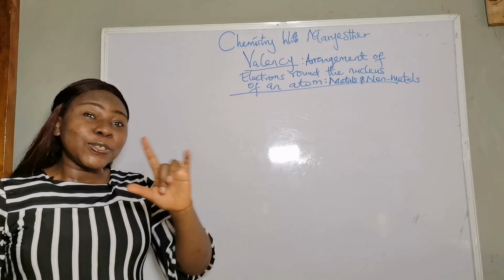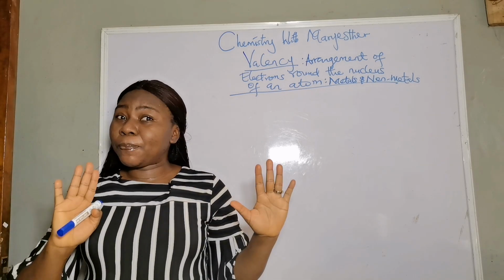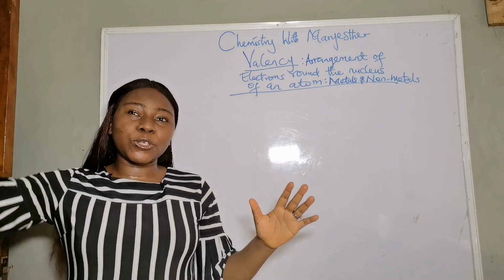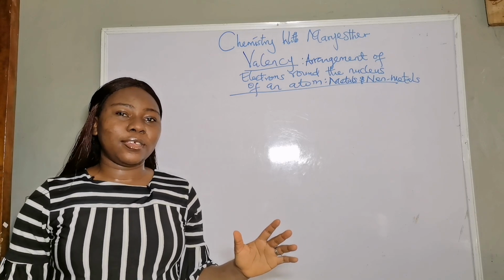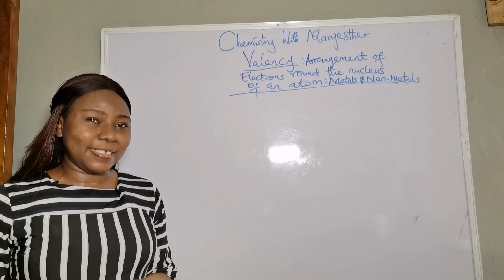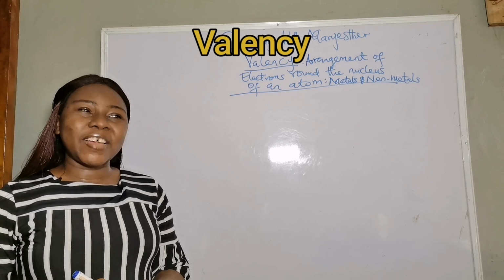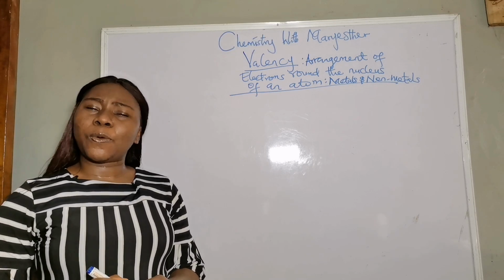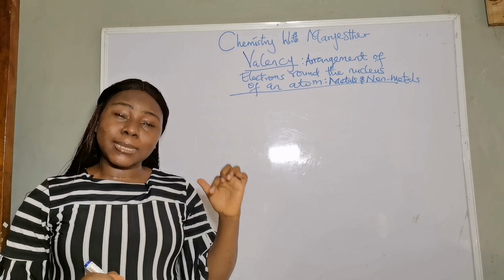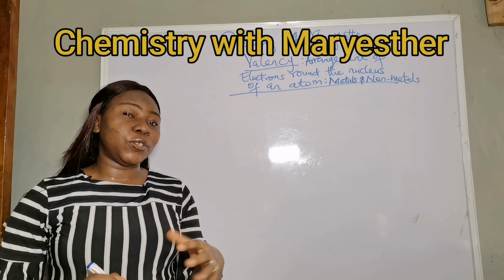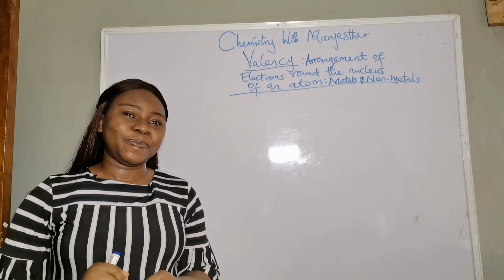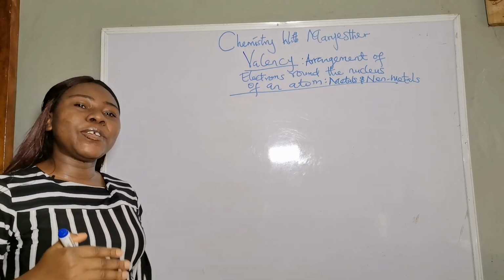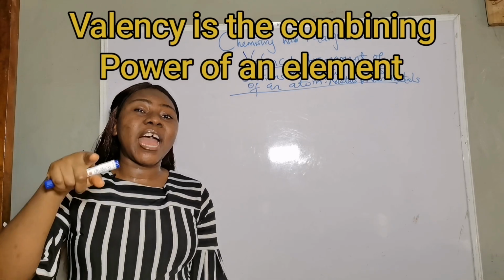Now let's go. Today, we'll be looking at a very important topic that cuts across other topics in chemistry. That is valency. Most students find it difficult. I wonder why. But after watching this video, you'll be clarified. Valency has to do with the combining power of an element.